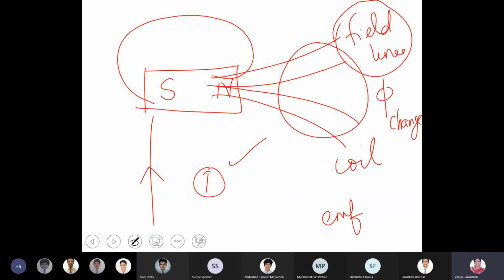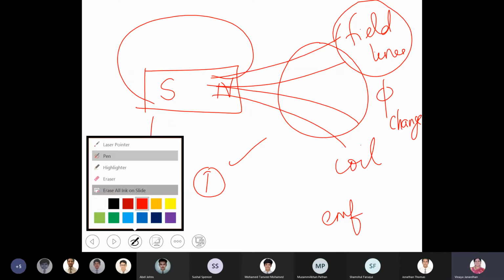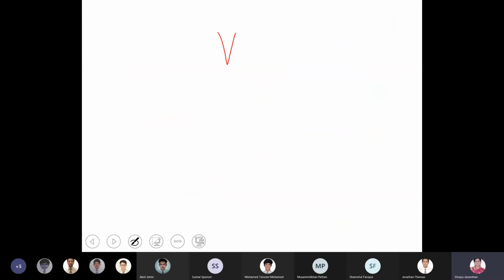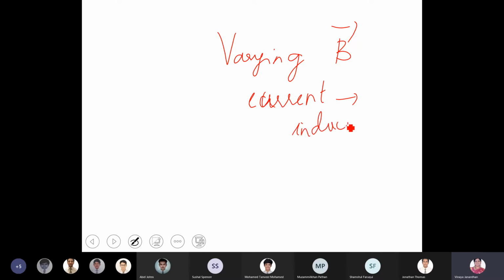So a varying magnetic field should produce... I think somewhere I'm blocking the microphone. Okay, boys. A varying magnetic field. I'm just writing field is B vector. A varying magnetic field produces a current, and such current we call induced current. That's what we'll be studying in the beginning of the chapter.